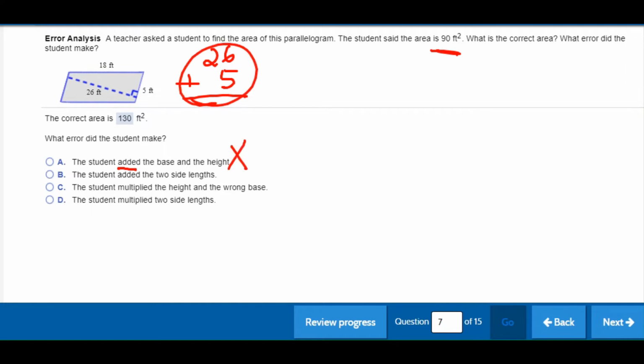So I'm going to eliminate that one. Moving on to B. The student added the two side lengths. If you add the 2 side lengths, that's still not going to add up to 90. So I'm going to eliminate that one.